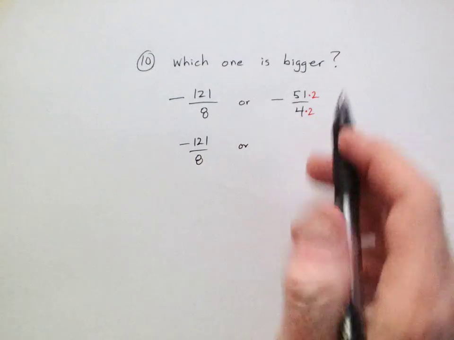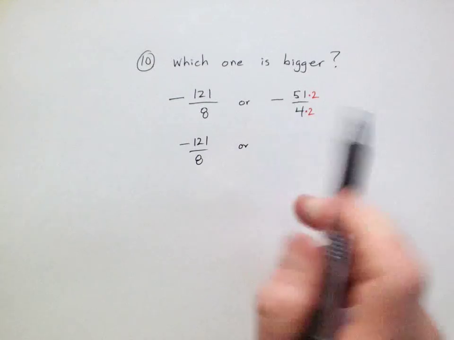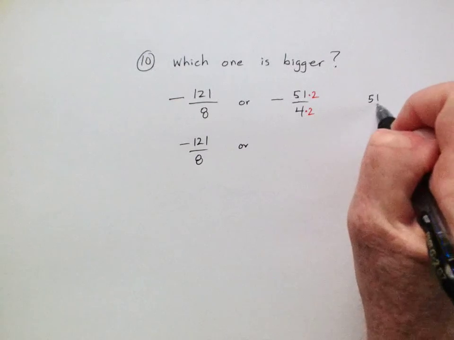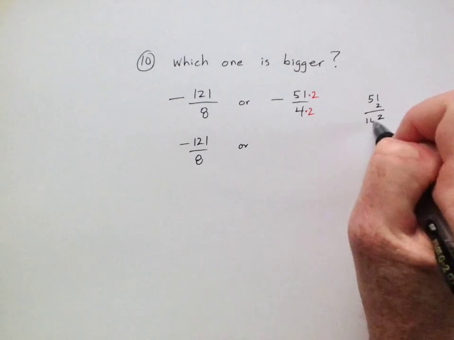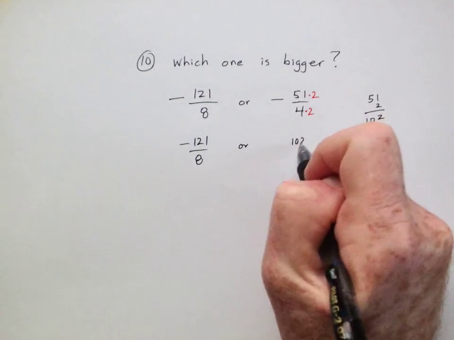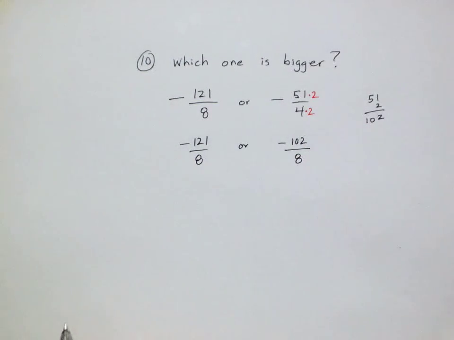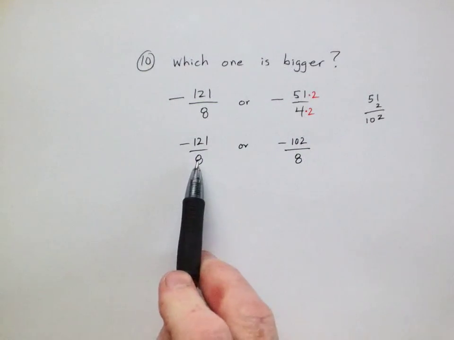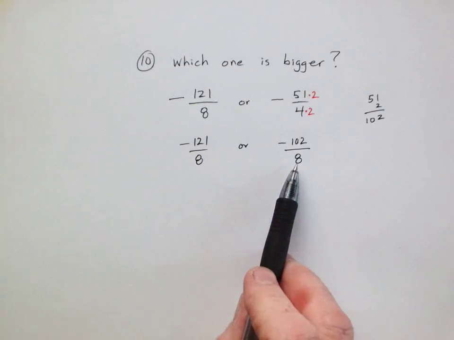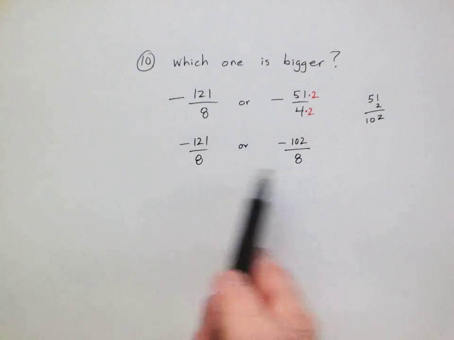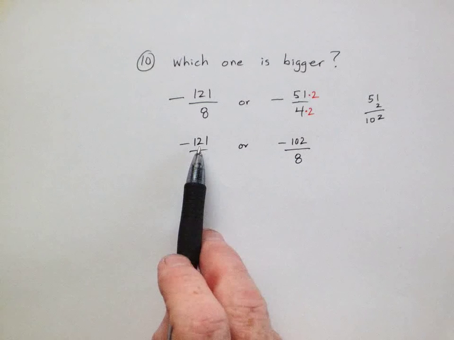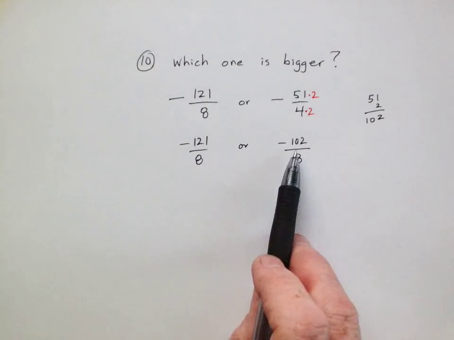Or is it this one? And 51 times 2 would be 102 over 8. So now that the denominators are the same, I don't really have to pay attention to them. I just have to see which is bigger. Is it negative 121 or is it negative 102?